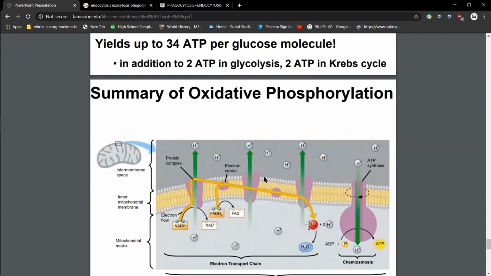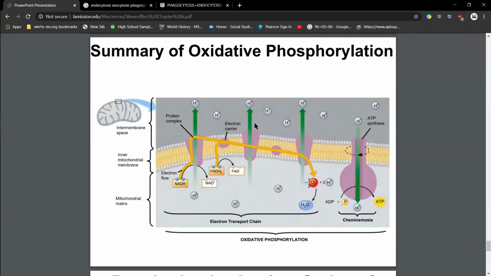So yeah, this is another diagram. You can see how the NADH transfers its electrons. This yellow path are the electrons. The green is the hydrogen. The hydrogen is being pumped from the matrix to the intermembrane space, and this causes hydrogen to move through the ATP synthase by chemiosmosis and converts ADP and phosphate group into ATP.